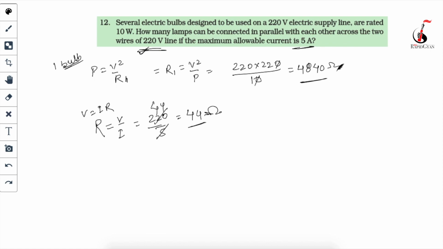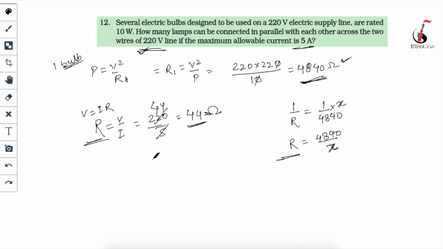But the resistance of one bulb is given as 4840. So of course you will have to connect these in parallel. If I connect them in parallel, 1 by R should be equal to 1 upon 4840 multiplied by X number of bulbs. So from here, what will be the value of R? R will become 4840 upon X. So this is also the value of R, so both should be the same.